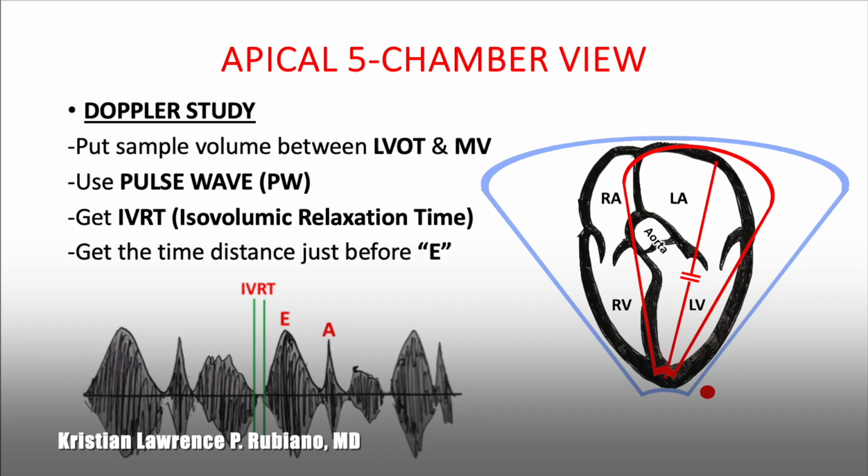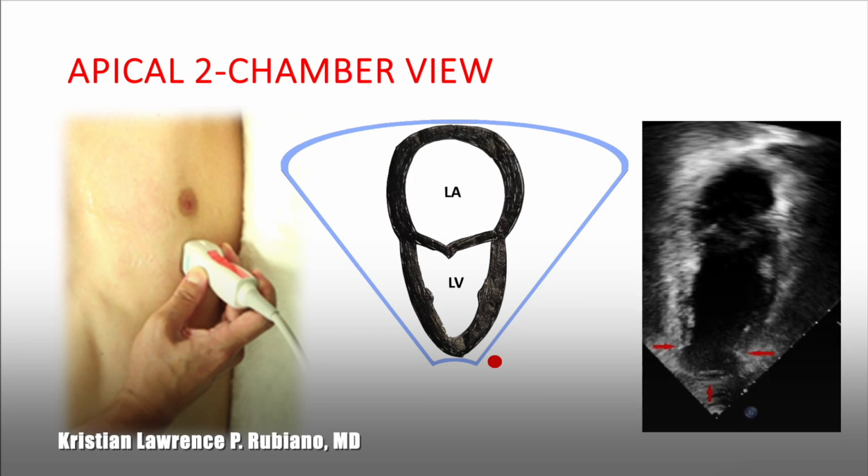IVRT is defined as the time interval from the closure of the aortic valve to the opening of the mitral valve. During this period, the ventricles are relaxing, but the volume remains constant because the valves are closed. Next is the apical 2-chamber view.